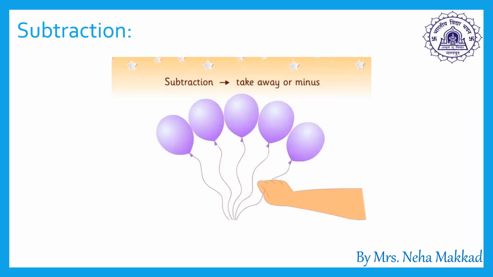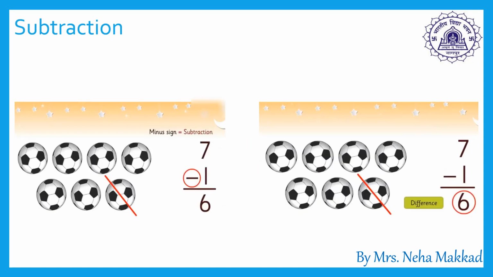Let us revise the concept of subtraction. When we take away or remove or minus, it is called subtraction. Like for example, you can see 5 balloons here. If we take away one balloon, what is left is 4 balloons. Subtraction is denoted by a minus sign. As you can see in the picture, I have circled the minus sign.